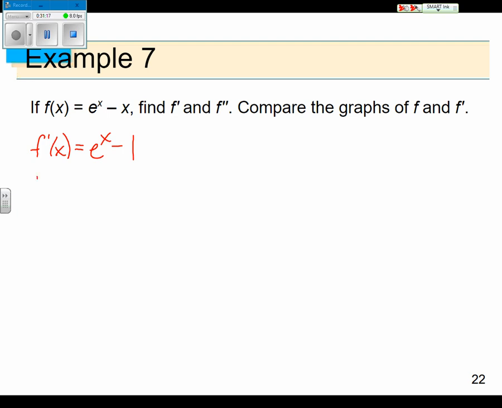Second derivative, I'm going to take the derivative of e to the x, which is just e to the x. I take the derivative of negative 1, which is 0. What would be the third derivative? What's the fourth? The fifth? Exactly. It just quits right there.